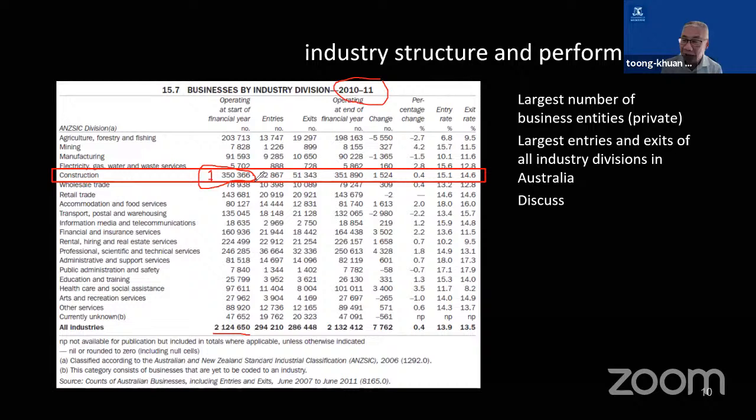We have the largest number of businesses and companies operating in Australia. 350,000 out of 2 million are construction businesses, so we have the largest number of business entities, including businesses and companies. Now, unfortunately, look at entry and exit: these are the number of companies started during that financial year, and the number of companies that closed during that financial year. Those numbers are very high. If we have 350,000 companies in that year, we have an additional 52,000 new companies joining the industry, and 51,000 companies exiting the industry.